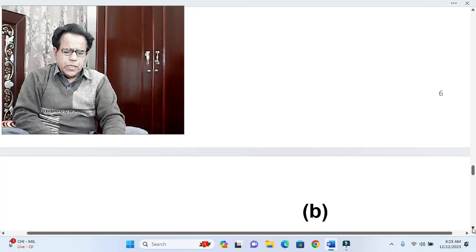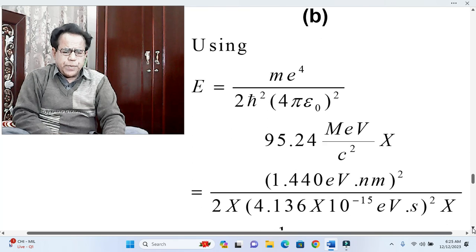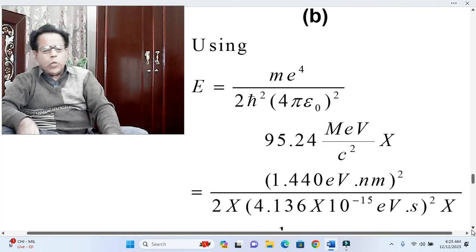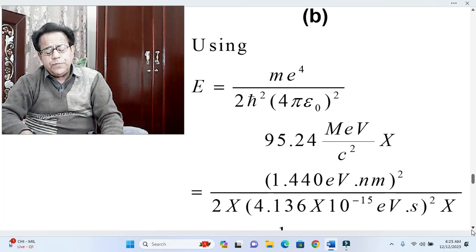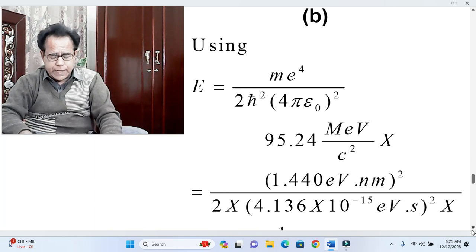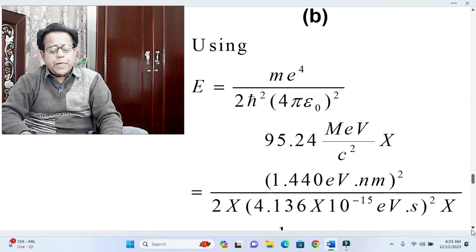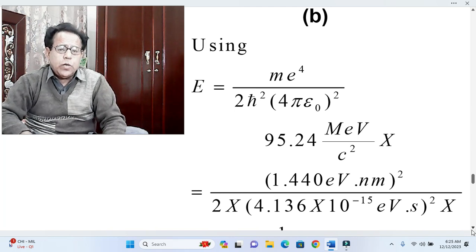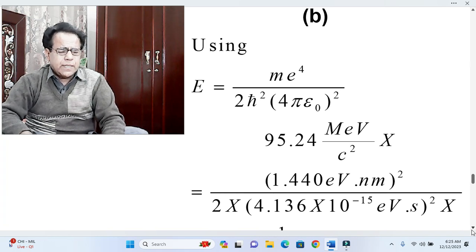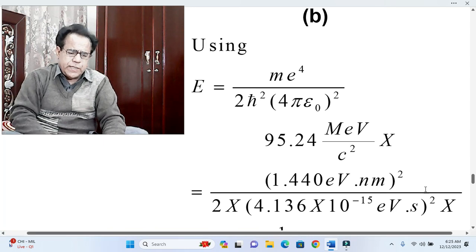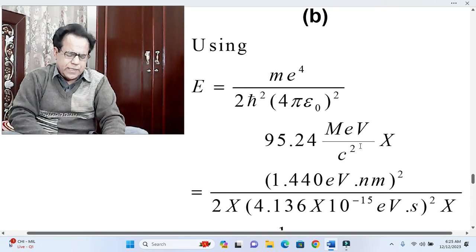Dear students, now we are going to part B. Part B, using E equal to m e raised to the power 4 over 2 h cut square into 4 pi epsilon naught into whole square. Dear students, we had shown a snapshot in which several alternate expressions were shown, and I had told that we may choose any of these equivalent expressions about which we have all the concerned values. So we have chosen this style.